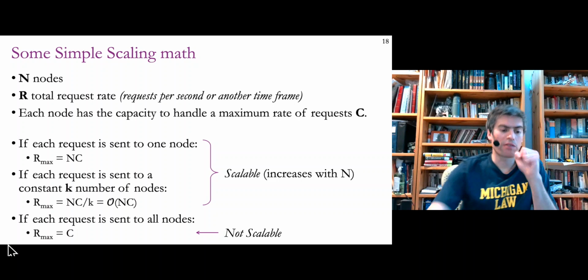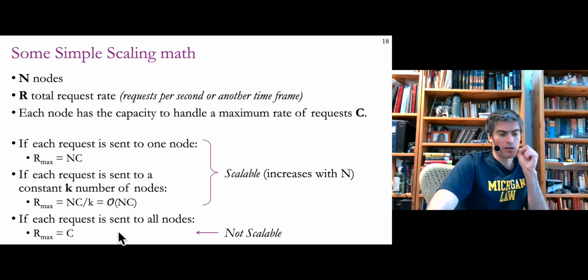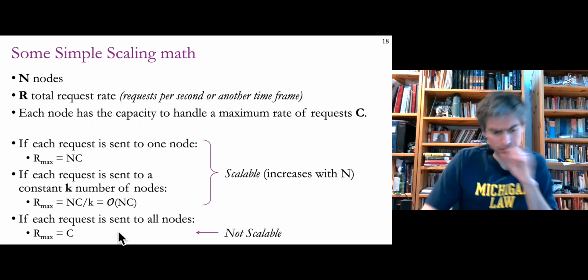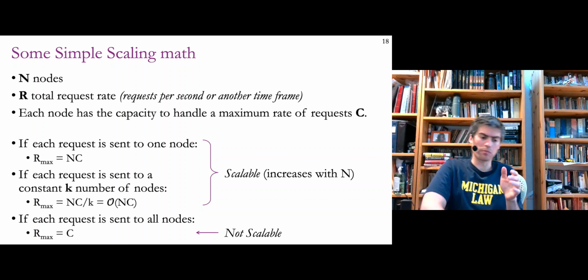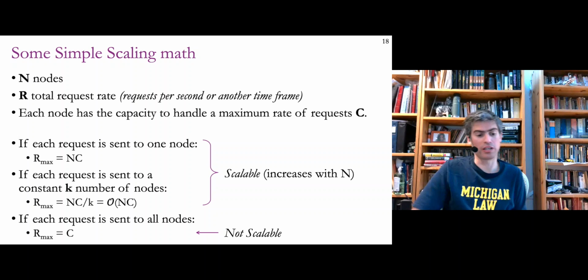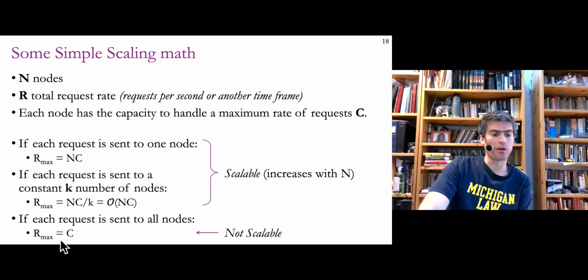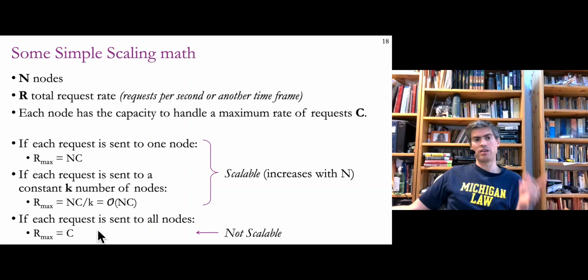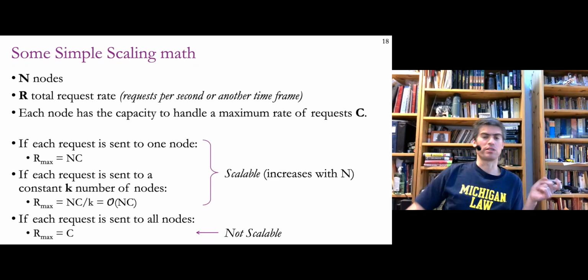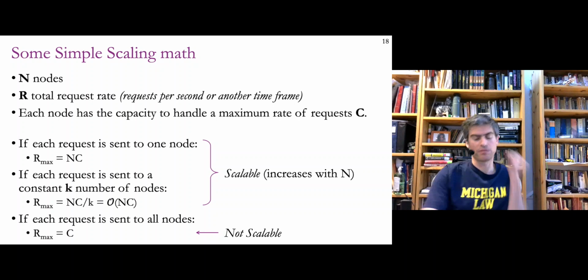On the other hand, though, if all these requests are sent to every node each time, we get the opposite, which is a totally unscalable system. In that case, the total capacity of the system is going to be equal to the capacity of a single machine. And there's no factor of n in there. It does not go up when you add more machines. If you add more machines, that doesn't change the fact that each one of those previous machines has to be capable of handling all the requests that go through the system, right? That's a big problem.